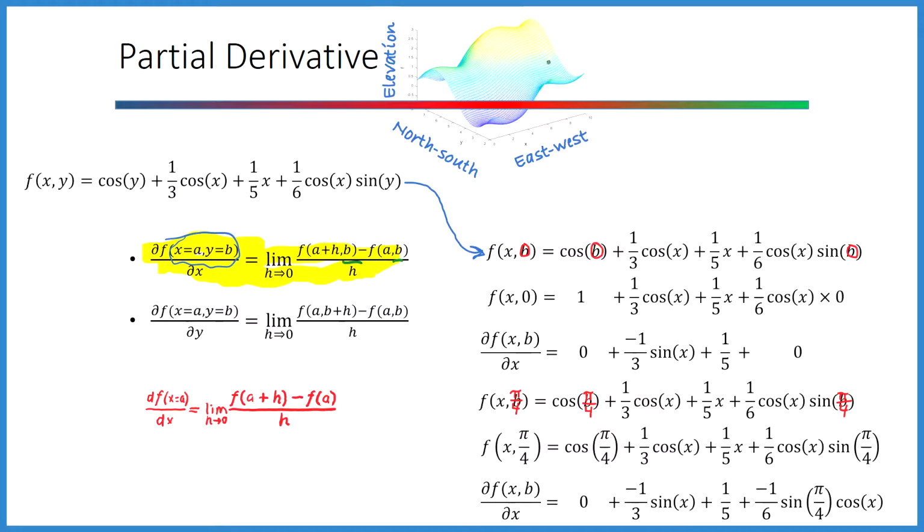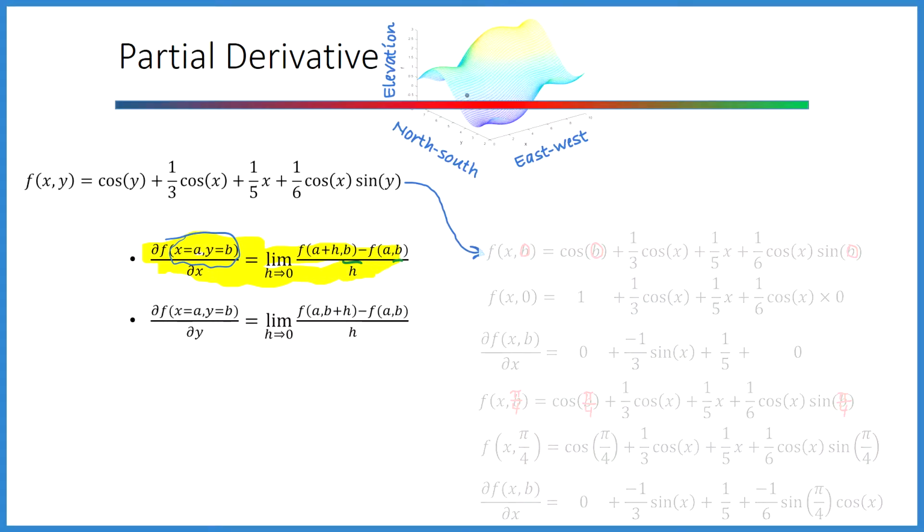Okay, so far we've been doing this for specific different values of y, but we don't have to do that. We could figure out values for all possible y's if we want to. Let's just rewrite our function for f of x comma y, which equals cosine of y plus 1/3 cosine of x plus 1/5 x plus 1/6 cosine x times sine of y.